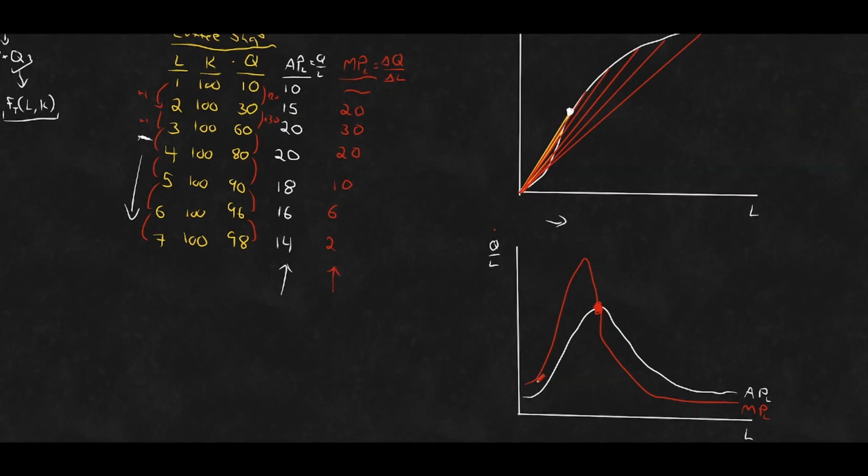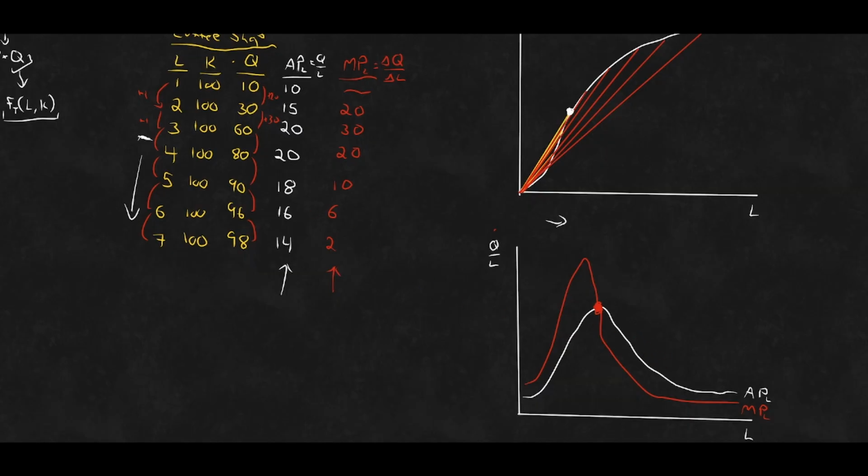As long as the extra output for an extra worker is greater than the average output per worker, well, that extra worker is going to be bringing up the average. Then we hit a maximum. As soon as we're at that maximum and you add an extra worker, but the output from that extra worker is less than the average, it's going to start to bring down the average.